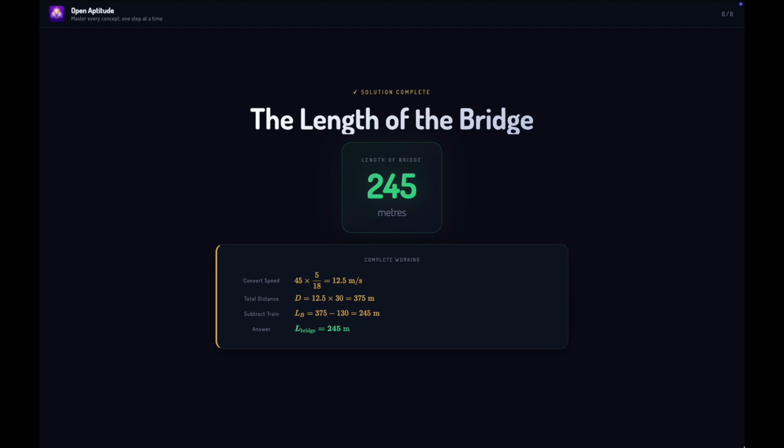To summarize, we identified that the total distance traveled while crossing a bridge is equal to the train's length plus the bridge's length. We converted 45 kilometers per hour to 12.5 meters per second using the 5/18 factor. Then we calculated the total distance traveled in 30 seconds as 375 meters. Finally, we subtracted the train's length of 130 meters to obtain the bridge length of 245 meters.